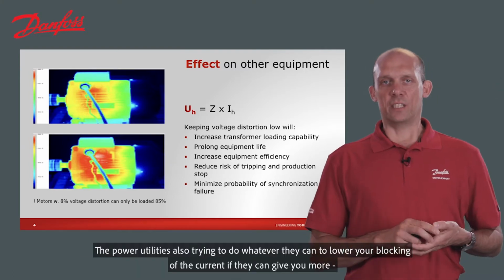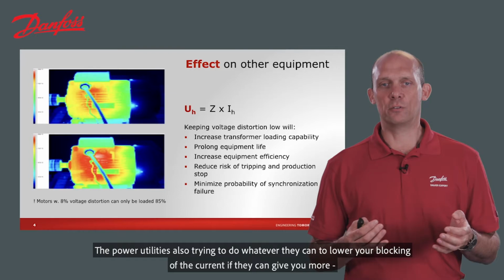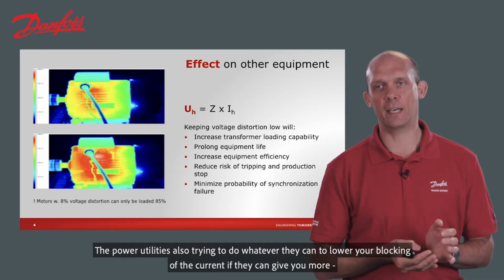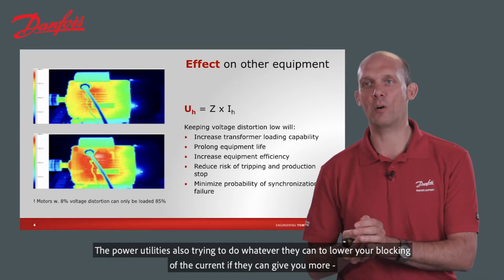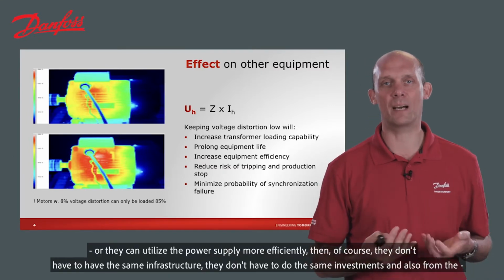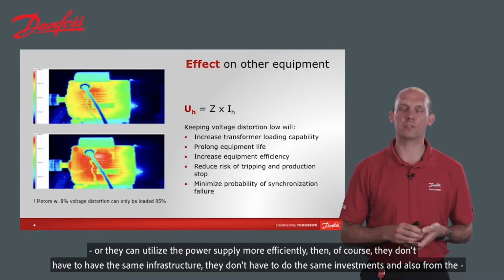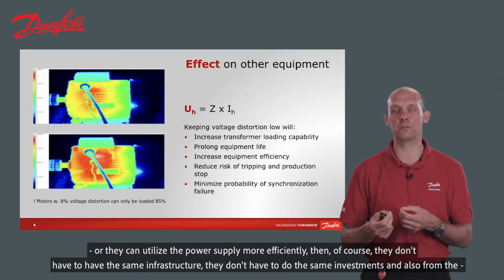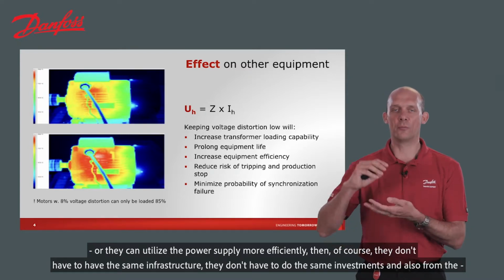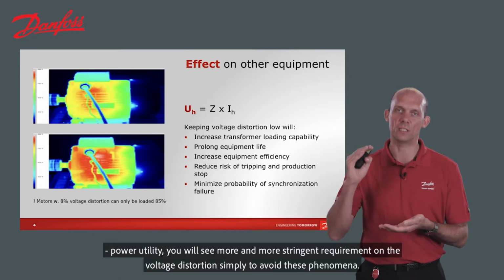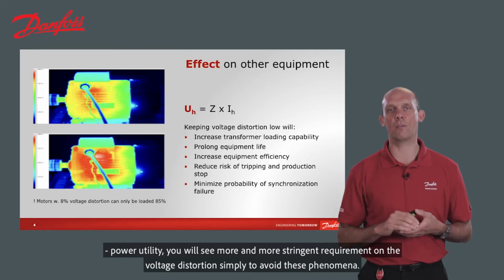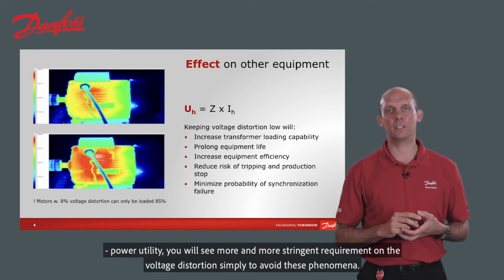The power utility is also trying to do whatever they can to lower your blocking of the current. If they can give you more, or they can utilize the power supply more efficiently, then of course they don't have to have the same infrastructure. They don't have to do the same investments. And also from the power utility, you will see more and more stringent requirements on the voltage distortion, simply to avoid these phenomena.